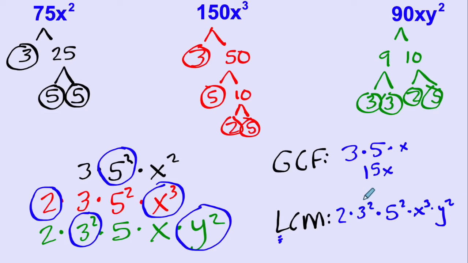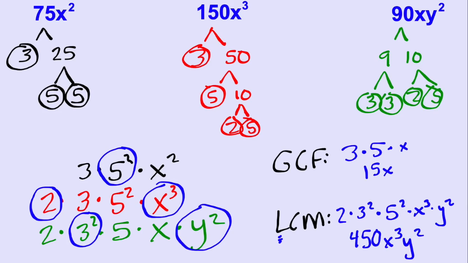Now the numbers, we just have to do that math. I mean, that's going to be 2 times 9 times 25. That's going to be 450. The x and the y, they just kind of fall down. X cubed, y squared. The LCM of these 3 numbers is 450 x cubed y squared.